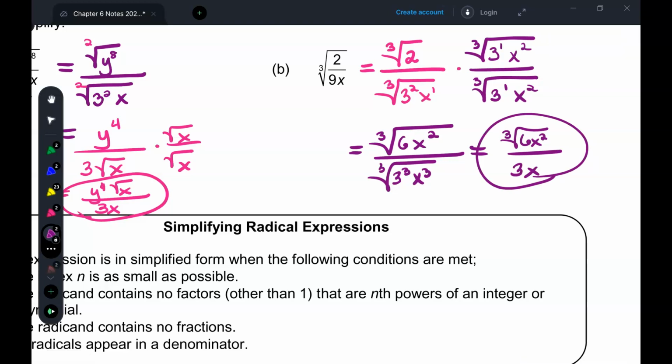This last step is optional, okay? If you recognize what you're going to end up with, you could just put 3x on the bottom, because our goal is to always get everything to cancel, the radicals all to cancel on the bottom.